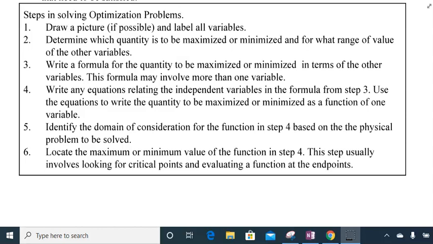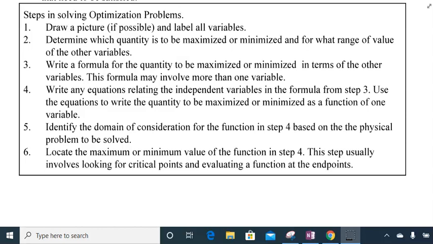2. Determine which quantity is to be maximized or minimized and for what range of values of the other variables. 3. Write a formula for the quantity to be maximized or minimized in terms of the other variables. This formula may involve more than one variable. 4. Write any equations relating the independent variables in the formula from step 3. Use the equations to write the quantity to be maximized or minimized as a function of one variable.